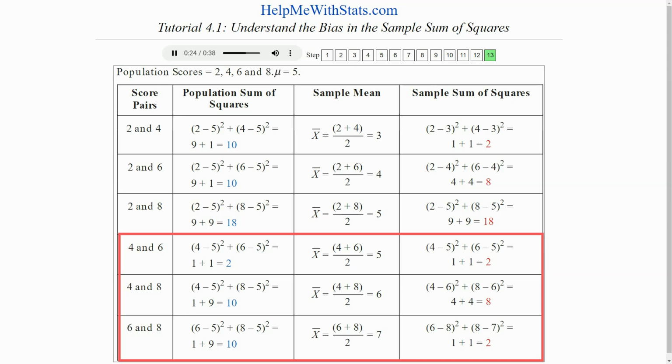The total sum of squares for all the scores in the sample is 2 plus 8 plus 18 plus 2 plus 8 plus 2 is equal to 40. The population sum of squares of 60 is greater than the sample sum of squares of 40, so the sample sum of squares underestimates the population sum of squares.